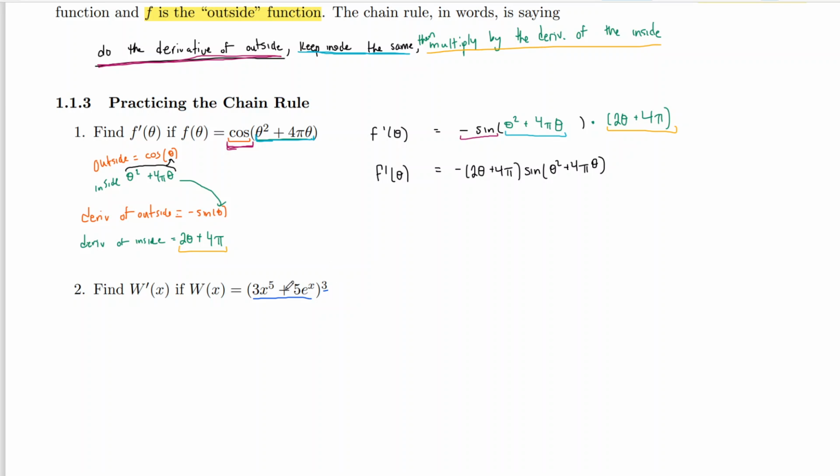It's very easy to look at this and say, well, I know how to do the derivative of 3x to the fifth. I know how to do the derivative of 5e to the x. And that's good. You should know how to do them. But it's not by itself. Because we're raising to a power on the outside, we have to use the chain rule. So let's go ahead and write that down. We're raising to the power on the outside, which means we're going to use the chain rule.